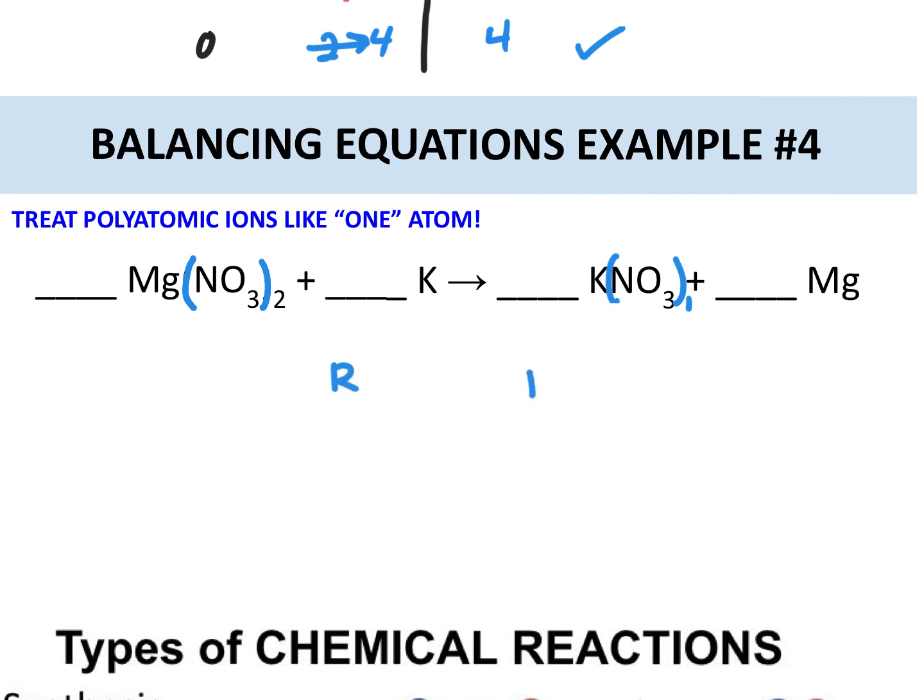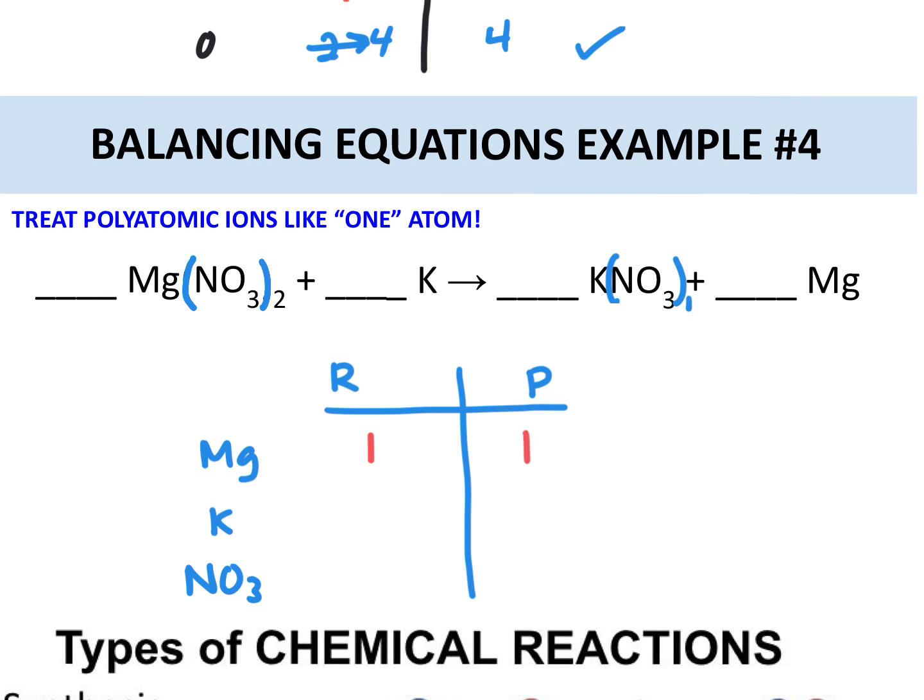All right, I make my T-chart, and I'm going to save the polyatomics for the end just because it helps to make sure that things are not changing too much. If I'm starting with my magnesium, on the reactant side, I have 1 because that 2 outside of my NO3 is only going to be applied to the polyatomic, and I have 1 on the product side. As of now, my magnesiums are balanced. Looking at my potassium, I have 1 on the reactant side, and I have 1 on the product. Same thing. Just like that, because I have 1 on each side, my potassiums are balanced.